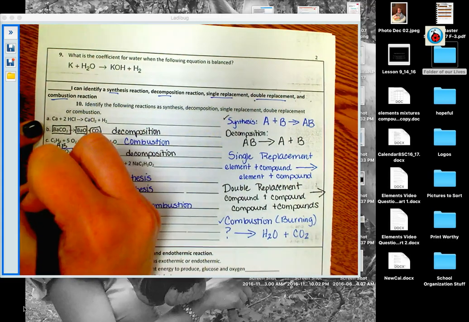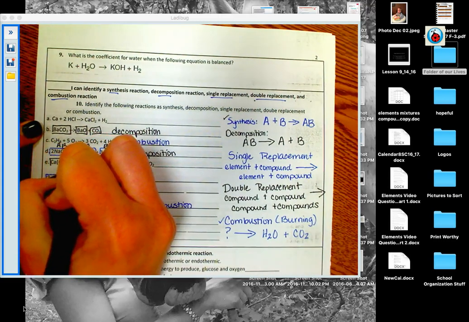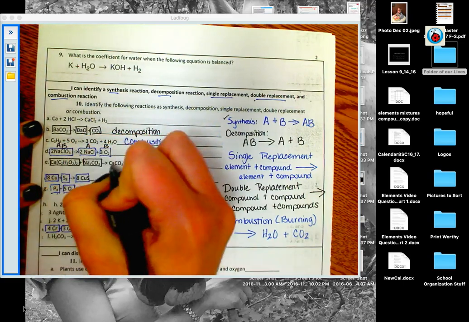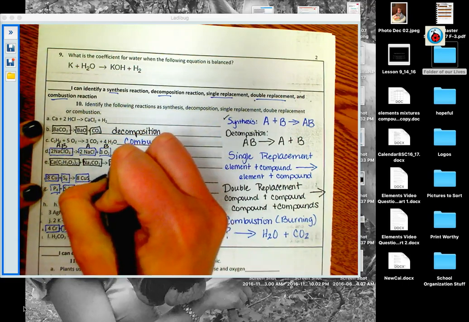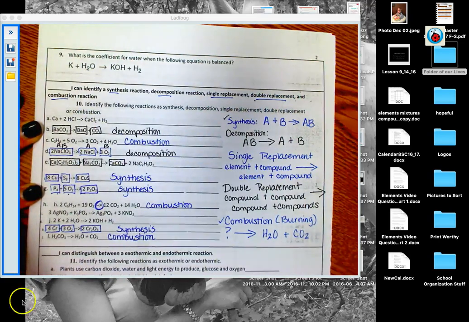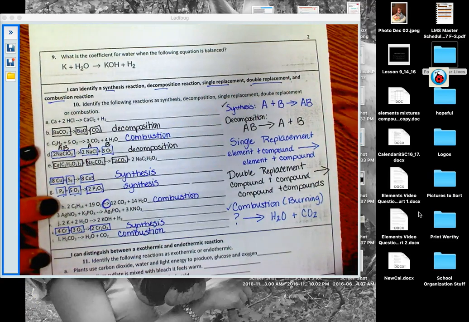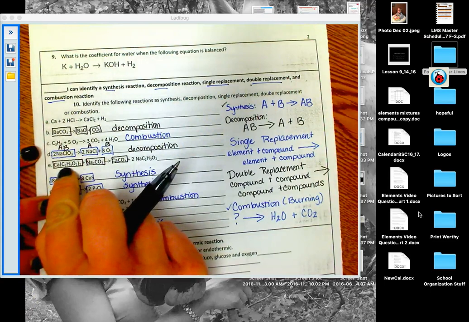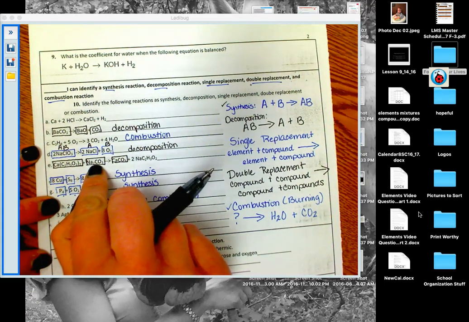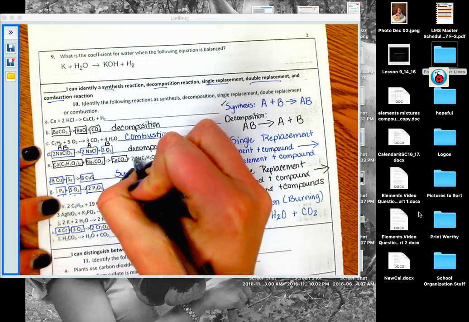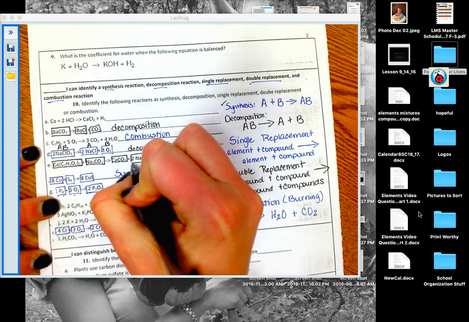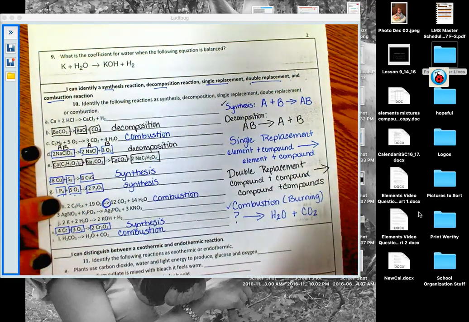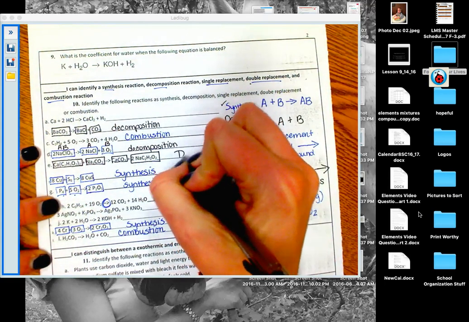This one has a compound plus a compound. After the reaction, you have another compound. Sorry, got interrupted there. So for this one, we have a compound plus a compound yields a compound and another compound. So how many compounds do you have there? Compound, compound, compound, compound. So no elements. So this one is going to be double replacement.